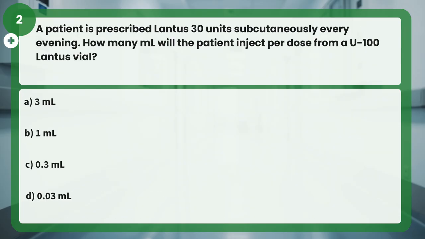Question 2. A patient is prescribed Lantus 30 units subcutaneously every evening. How many ml will the patient inject per dose from a U100 Lantus vial? A. 3 milliliters. B. 1 milliliter. C. 0.3 milliliters. D. 0.03 milliliters.